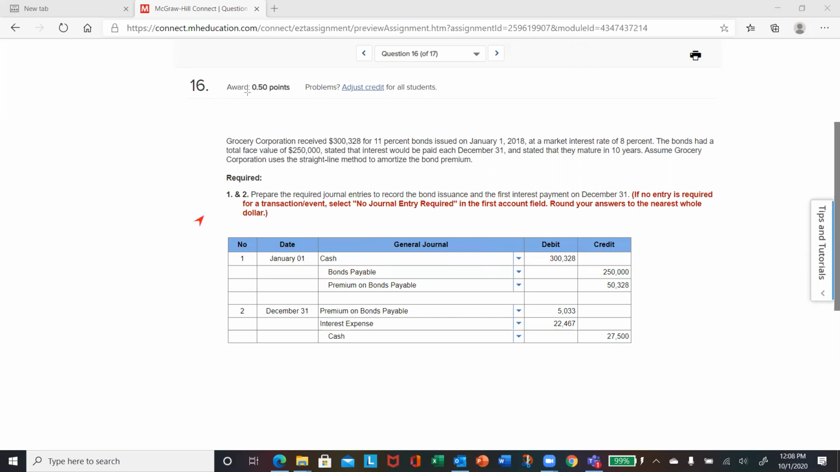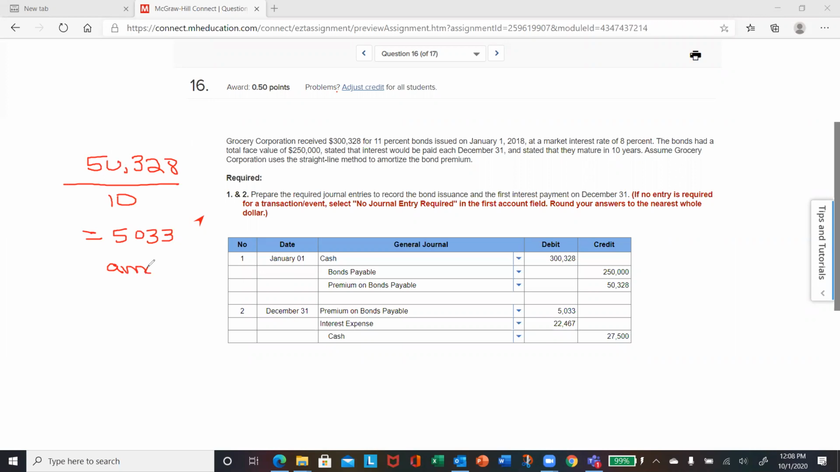So after that, when you do the interest, you got to do that amortization. So the bond premium is $50,328. Because interest is paid annually once a year for 10 years, you're going to divide this by 10. Rounding that off, you're going to get 5033. It's roughly 5033 per year.